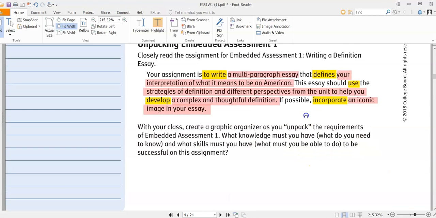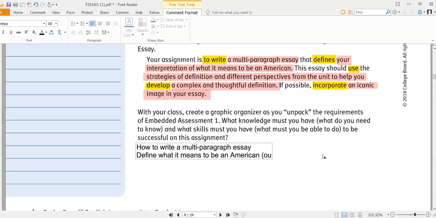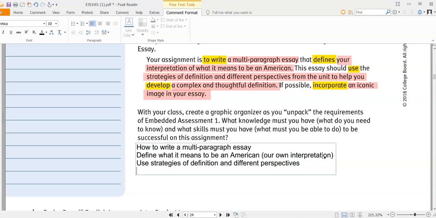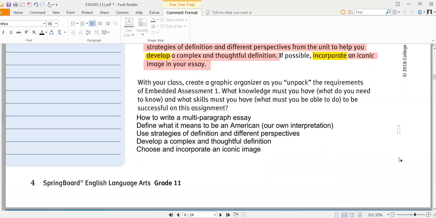Okay, so now I'm going to ask myself, what things am I going to need to know to successfully do this assignment? First of all, I'm going to need to know how to write a multi-paragraph essay, which most of you already know how to do. We're also going to need to know how to define what it means to be an American, and it's going to need to be our own interpretation. We're also going to need to be able to use strategies of definition and different perspectives. We're going to need to know how to develop a complex and thoughtful definition. And we're going to need to know how to choose and incorporate an iconic image in our essay. Those are the different things that you're going to need to do in order to complete the embedded assessment successfully by the end of our unit.